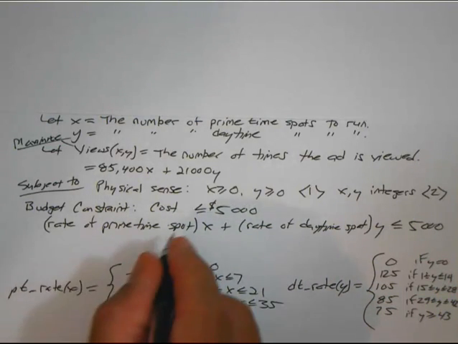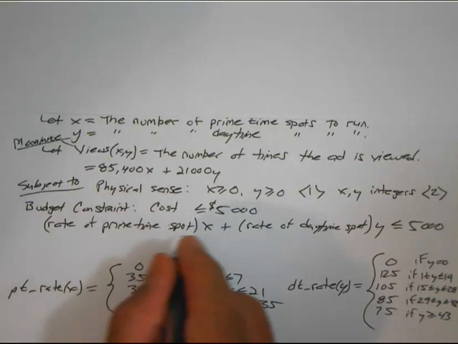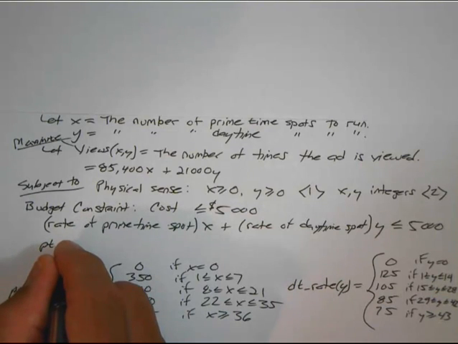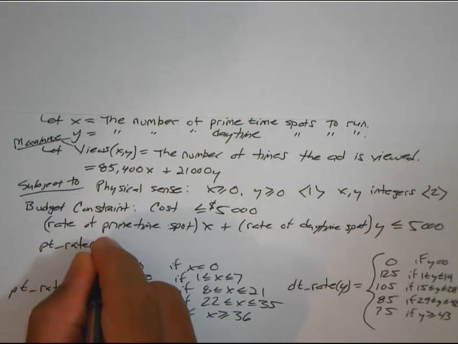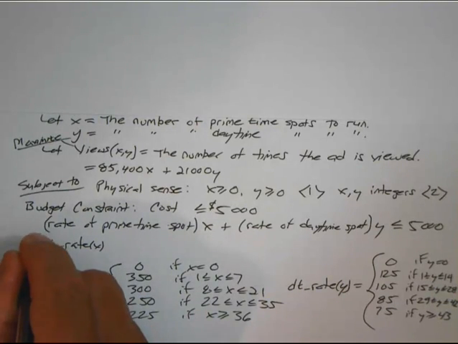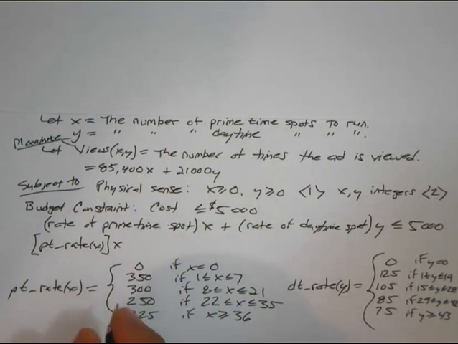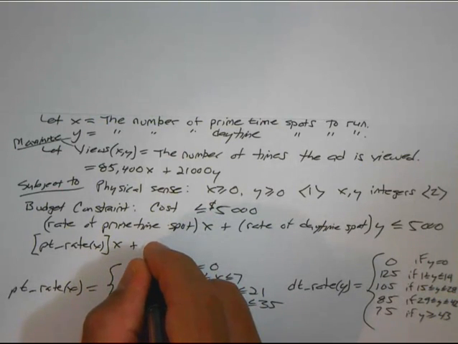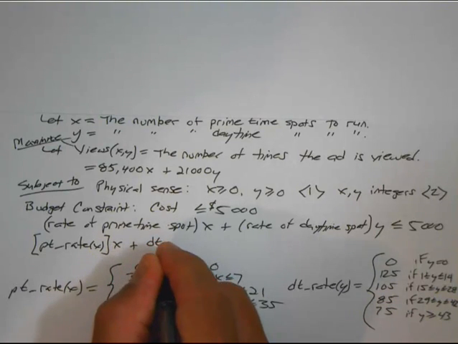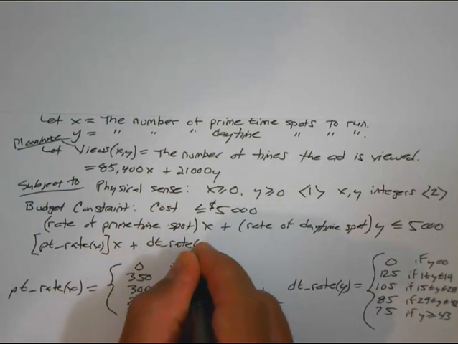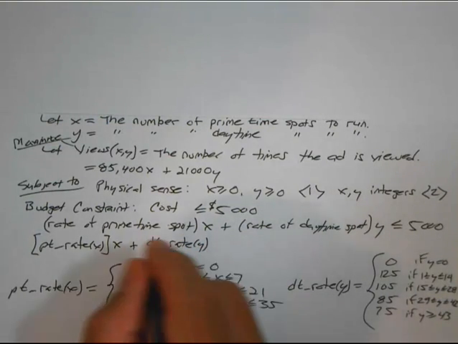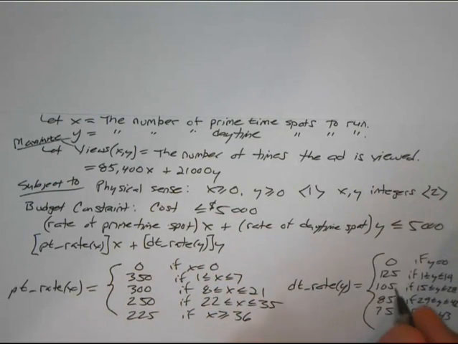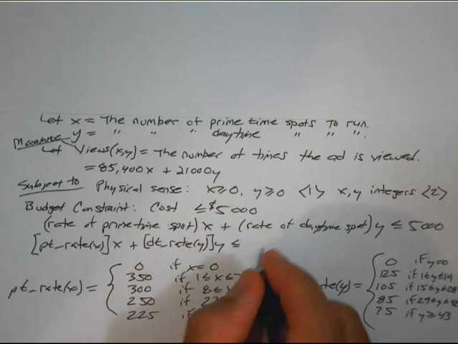We can now formulate this as, okay, rate of primetime spots. So now we have PT underscore rate of X times X plus, and now we could have the DT rate of Y times Y, and we could claim this has to be less than or equal to 5,000.